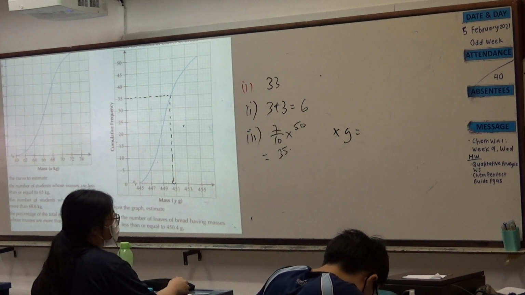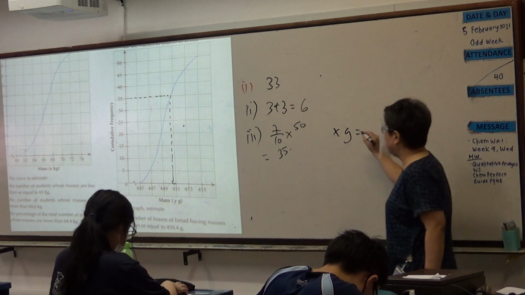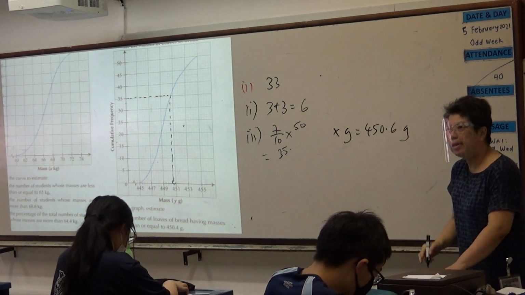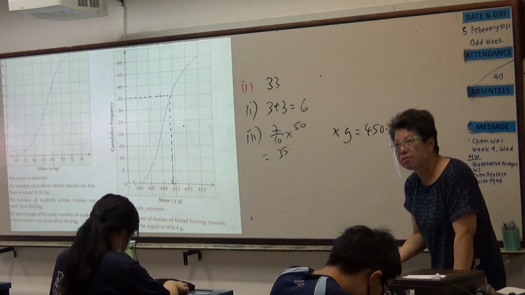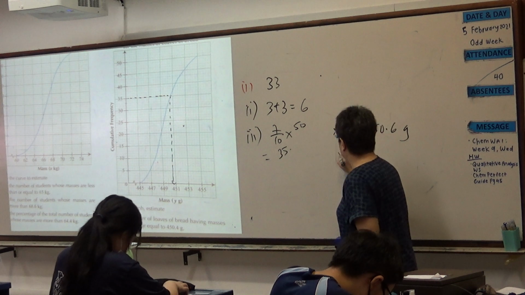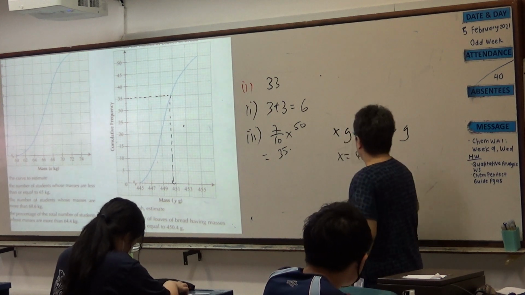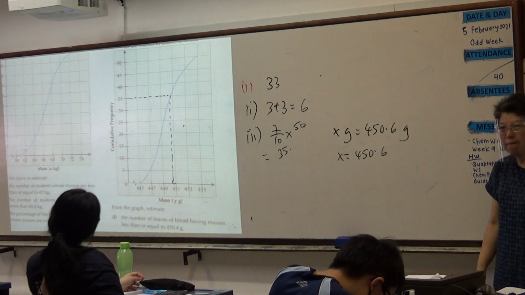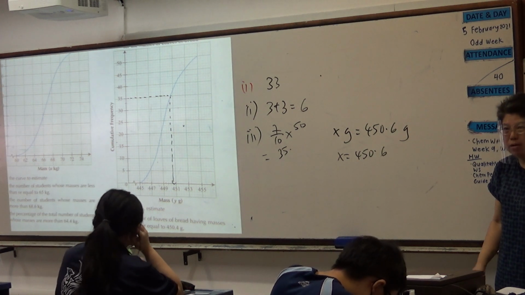Four five 450.6, right? So x gram is 450.6 grams, right? Now do they want grams or do they just want the x? They want the x. So x is just 450.6. Everybody clear? Okay.